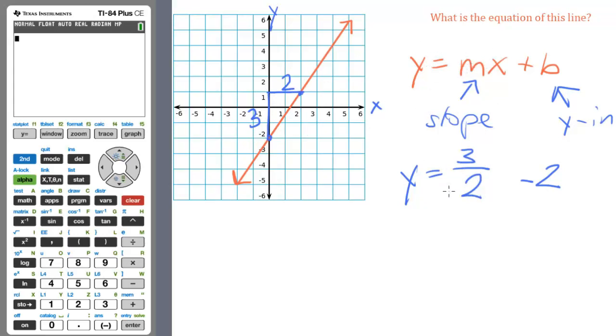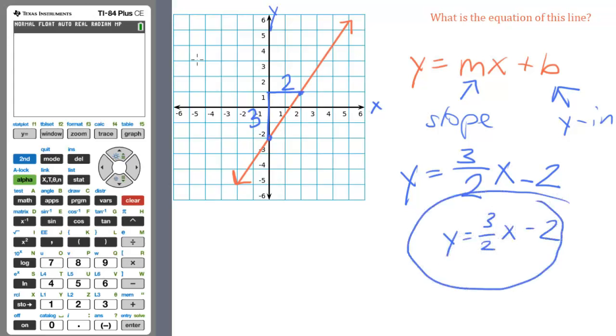And we're just following this format: y equals m, this is the slope, x plus b. And the y-intercept is -2. So the equation of this line is y equals 3 over 2 x minus 2.